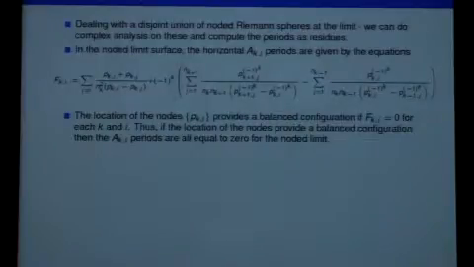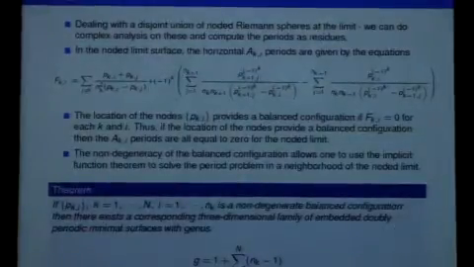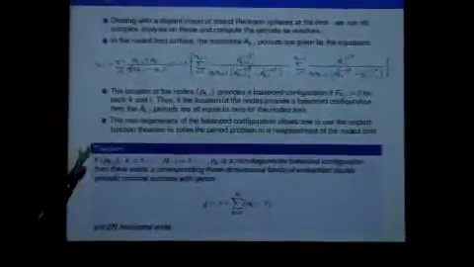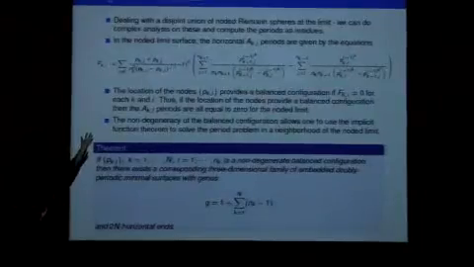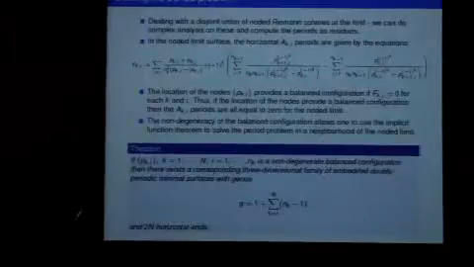So as I mentioned, the location of the nodes. If the location of the nodes provides a balanced configuration, that's when, by definition, those fKi's are all equal to 0 for each k and i. The location of nodes will provide a balanced configuration provided that the AKi periods are all 0 for the noded limit. Now the non-degeneracy of the balanced configuration, essentially what that is, we take a look at a map from the parameter space of the nodes, all these pKi's, some vector p, into the space of those force equations, some vector f.